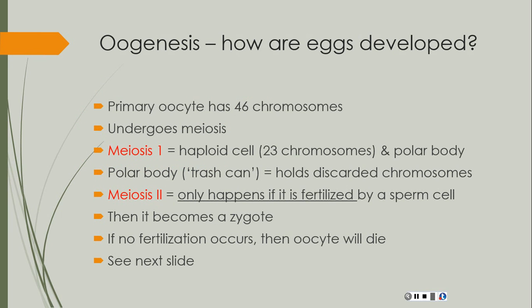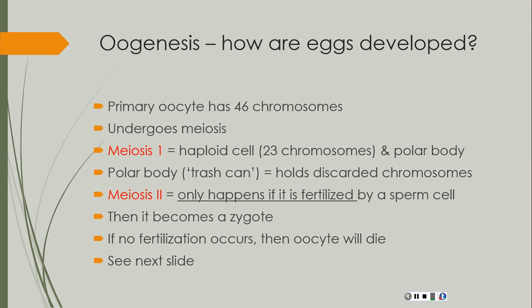So oogenesis, how are eggs developed? Just as we talked about how a sperm developed, how are these eggs developed? Well, the primary oocyte has 46 chromosomes, and it undergoes this process we just described of meiosis. And there's 2 steps. The meiosis 1 is a haploid cell. It does have half the number, or 23 chromosomes, and this polar body. And the polar body they describe as sort of a trash can out there. It actually holds discarded chromosomes.